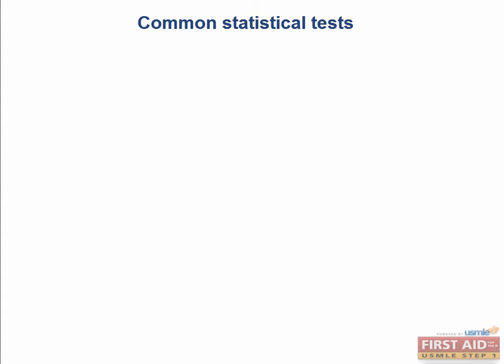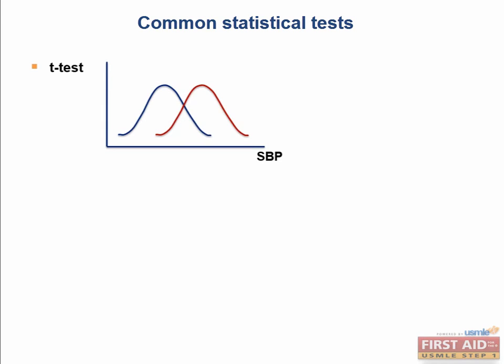The t-test compares the means of two groups. For example, if you are comparing two cohorts based on systolic blood pressure means, use a t-test to determine whether there is a statistically significant difference.